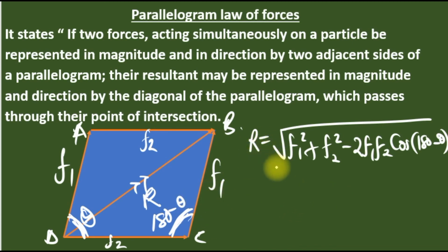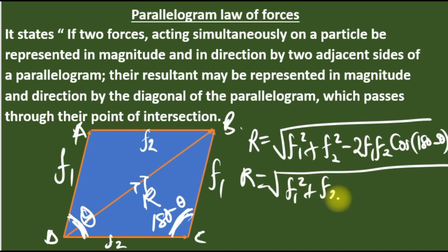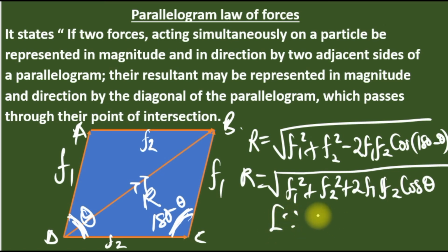So from the cosine rule we can get the resultant, and again we can write the resultant as the square root of F1 squared plus F2 squared plus 2 F1 F2 cos theta. You'll be wondering how. Do you remember in trigonometry, this 180 minus theta means second quadrant, and in the second quadrant cosine is negative. So this is now minus cos theta. That minus multiplies this minus to be plus. I'm saying that because cos (180 minus theta) is the same thing as minus cos theta.